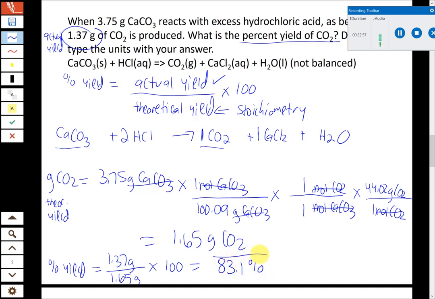All right, so when you're calculating percent yield, it's typically going to just be one extra step. You're going to use stoichiometry to calculate a theoretical yield, and then you're going to divide the two. There's no way to really calculate the actual yield unless we gave you the percent yield.